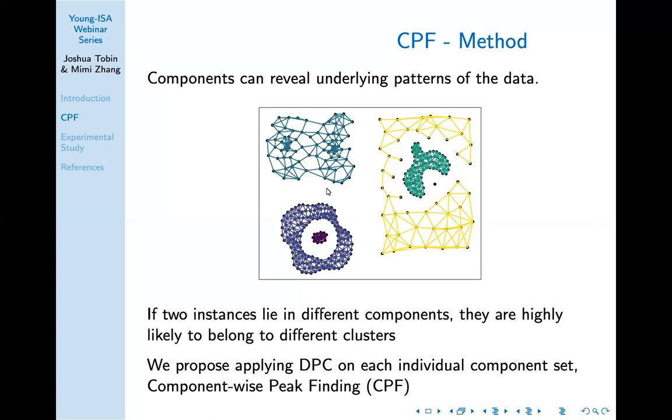The approach that we propose is to apply a peak finding method on each individual component set rather than on the whole data itself. And that's where the name of the method, CPF, comes from: component-wise peak finding method.